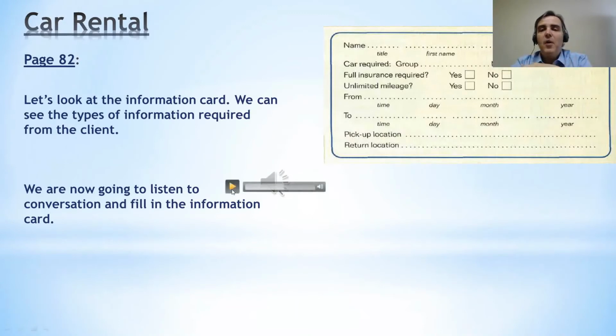Okay, so the car required, Group A, and the make was a Nissan, and the model was Micra, so Nissan Micra.